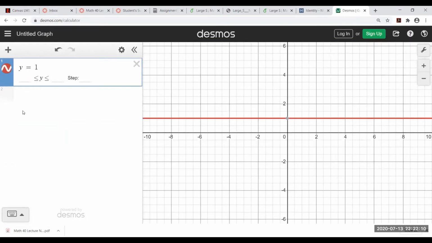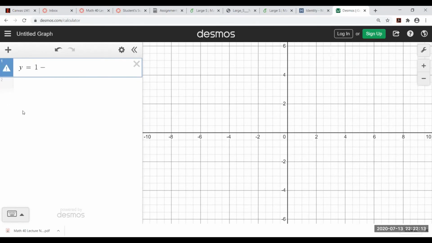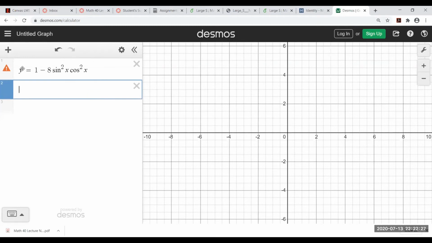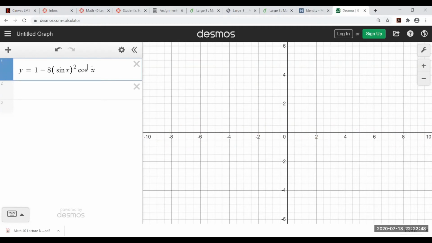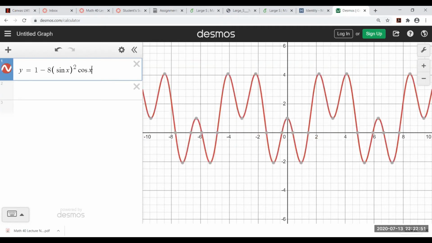Okay, so I'll be graphing 1 minus 8 sine squared x times cosine squared x. Okay, and it seems like I have a bit of an issue here. Let's see. These parentheses around the sine. Okay, so I think what they want, let's see. I'll probably have to write it. I might have to write the square outside. Let's see if that changes things. Ooh, that looks cool.